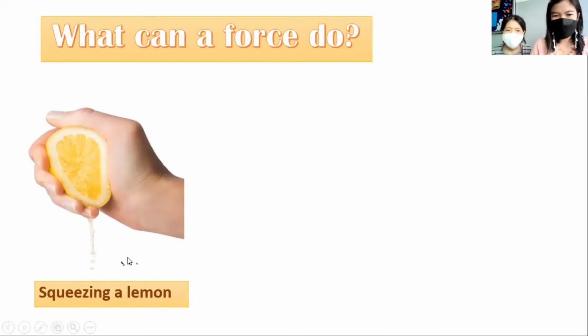Okay. อย่างอันแรก squeezing a lemon ก็คือการบีบมะนาว นักเรียนสังเกต ใช่ เราใช้แรงในการบีบมะนาว แล้วมะนาวจากครั้งแรกเป็นกลมๆ ถูกไหมลูก เราใช้แรงบีบลงไปมะนาวคือการเปลี่ยนรูปร่าง Okay.